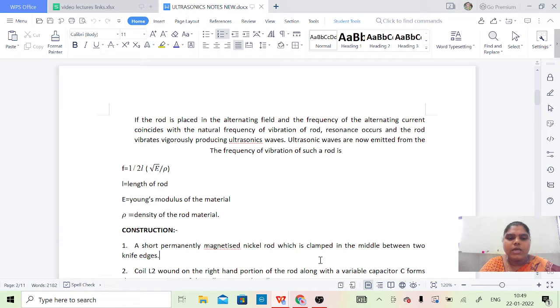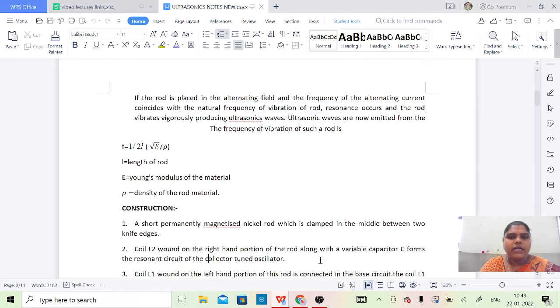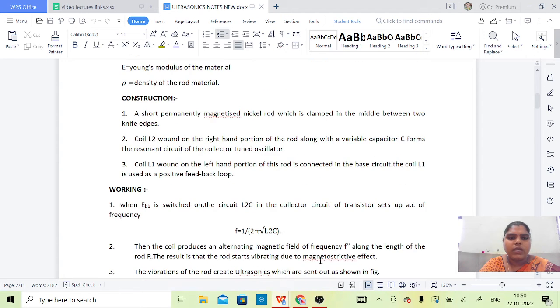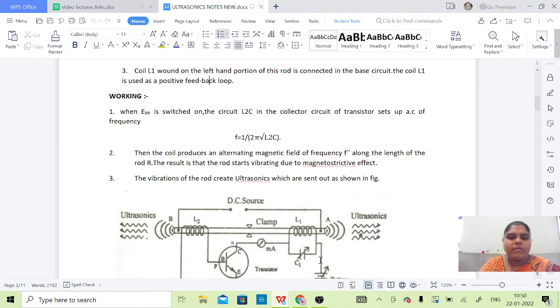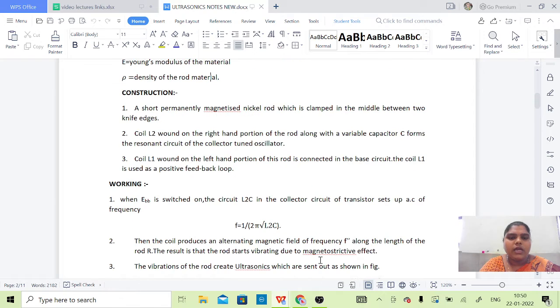The frequency is given by f equals 1 by 2L into root of E by rho, where L is the length of the rod, E is the Young's modulus of the material, and rho is the density of the rod material. Like this we are producing the ultrasonic waves. Let us see how the construction of the magnetostriction method is. A short permanently magnetized rod, that is a nickel rod, is clamped in the middle between two knife edges.